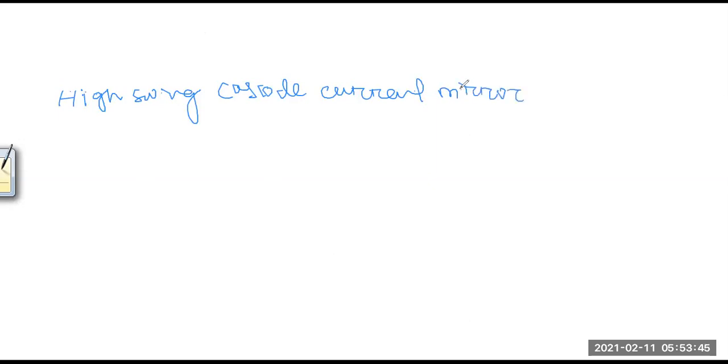So now we'll go to the next current mirror. We have discussed the disadvantage, the headroom issue. So for that we will use a high swing cascode. Here we will solve the headroom issue. So how will we solve that?